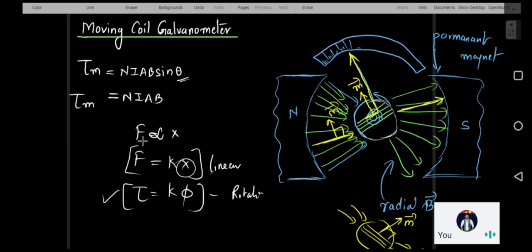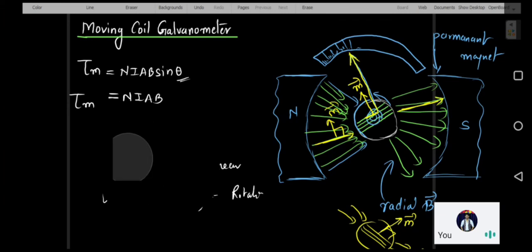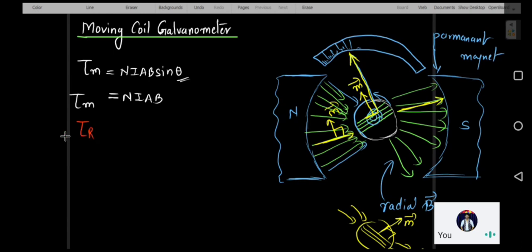Let us write it down. The restoring torque, let's call it tau r, is going to be the spring constant, also called the torsional constant, which is constant for a spring, correct? So K is the torsional constant times the angular displacement, phi. The more the torque, the more the angular displacement. So this is going to be your restoring torque.